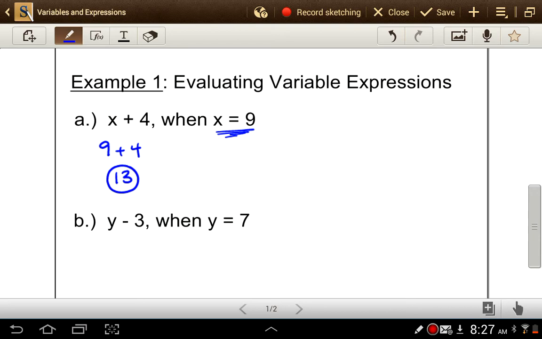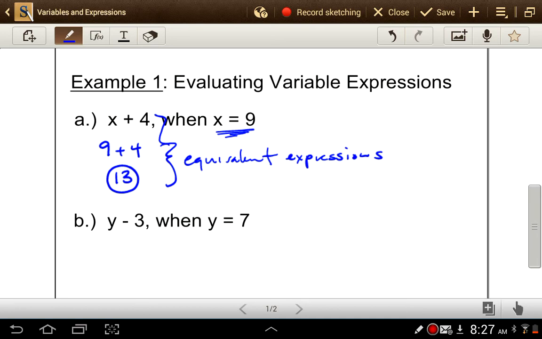Okay, both of these, and this is important, are called equivalent expressions. Okay, they are equivalent to each other. All right, x plus 4, and even x plus 4 is included in there. x plus 4 is equivalent to 9 plus 4, which is equivalent to 13. Okay, those are all equivalent. They all represent the same amount.